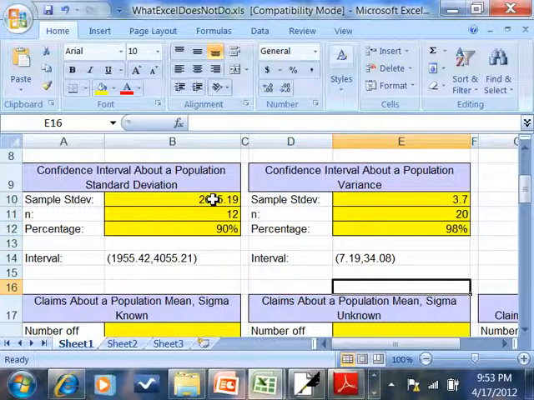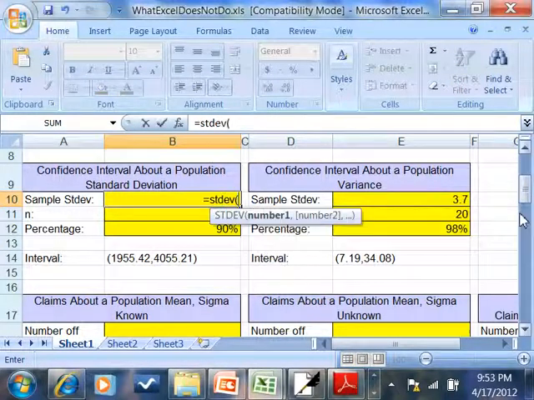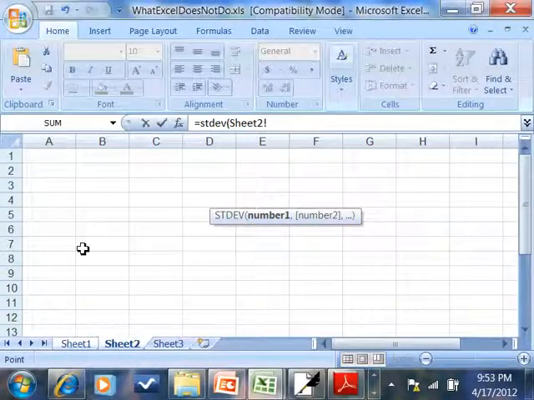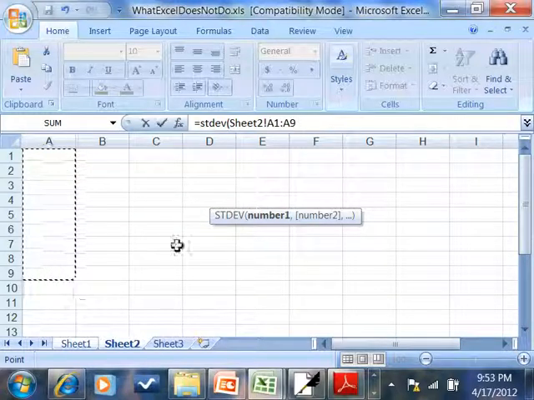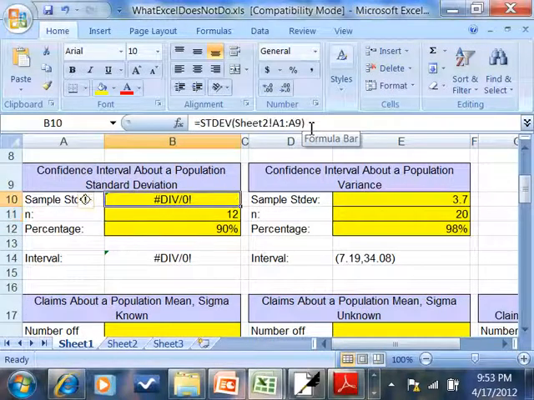Now, if you're given raw data, I won't give that to you in this class, but if you're given raw data, say in another class, using this spreadsheet, instead of putting in the actual number here, what you can do is you can put equals standard deviation and then your range of numbers. Like maybe over in sheet 2, maybe I had my numbers right here. And then you'd do that. Of course, I don't have anything over there, but you can actually put a formula in here. You don't have to hard code the values. So don't think this is limited to just summary statistics. It can be done with raw data also.